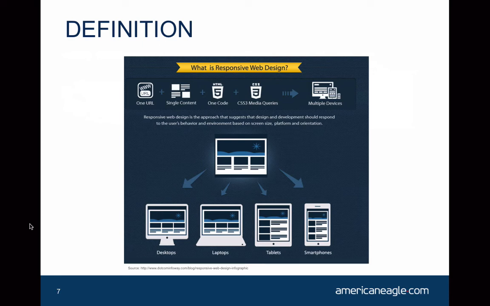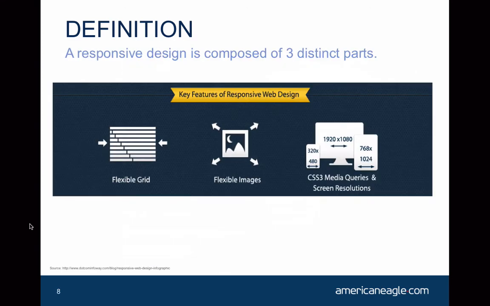Using this infographic, basically you have one URL, a single set of content, and one set of code, and we're going to manipulate how that can be rendered on your different devices. The parts that really play a role in that are a flexible grid and flexible images that scale to the device, and then the CSS3 media queries that match your visual representations to the screen resolutions.